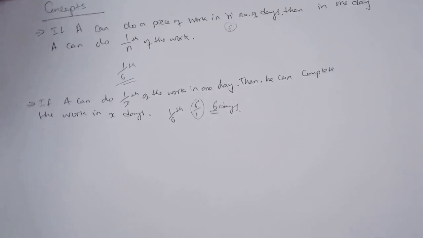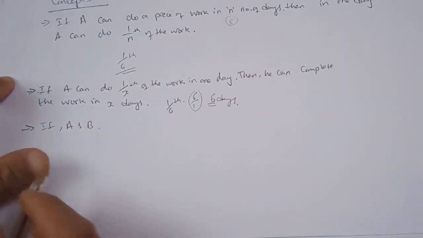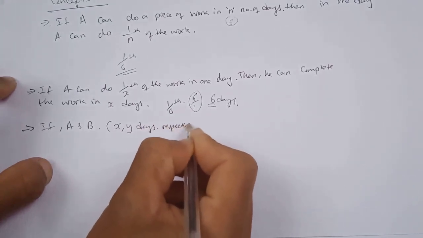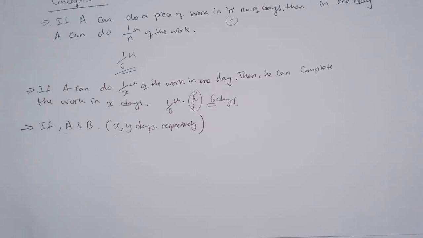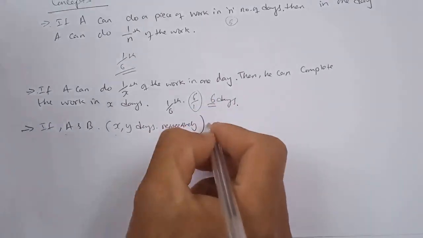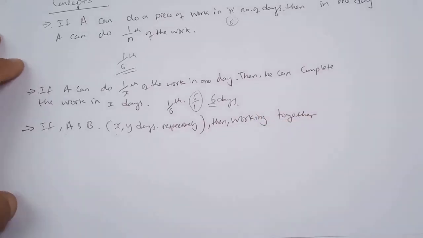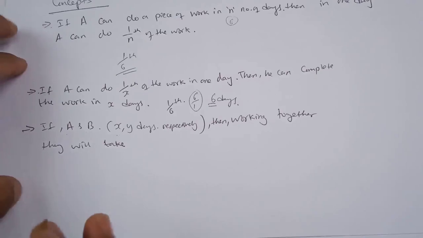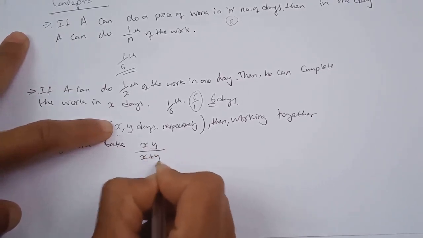Next, the third concept: if A and B can do a piece of work in x and y days respectively, that is, A takes x days to complete a work and B takes y days to complete a work, then working together they will take the formula x into y divided by x plus y days.